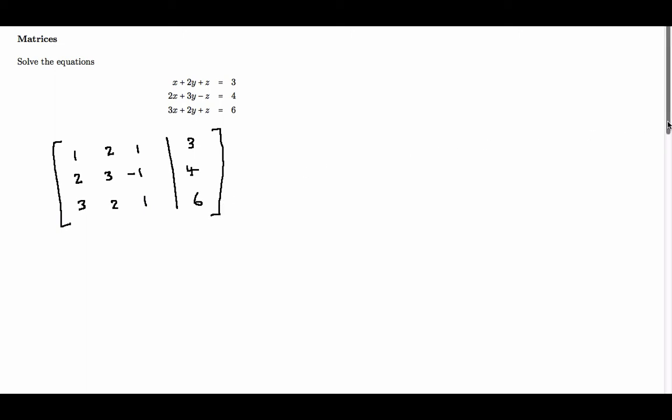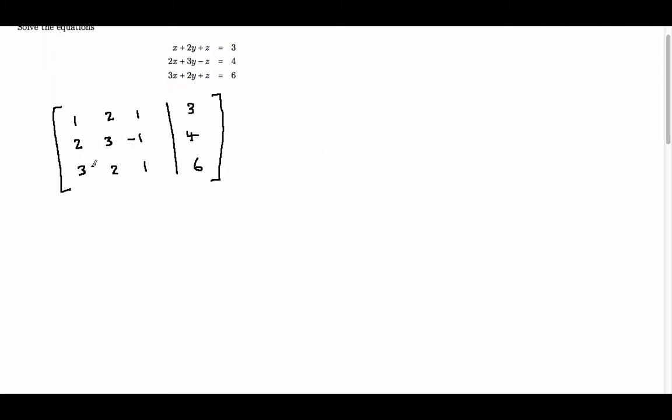Now when we're using the augmented matrix, first thing we want to do is get a 0 in the bottom left hand corner. So to get a 0 here, I'm going to say let row 3 be equal to row 3 minus 3 lots of row 1.